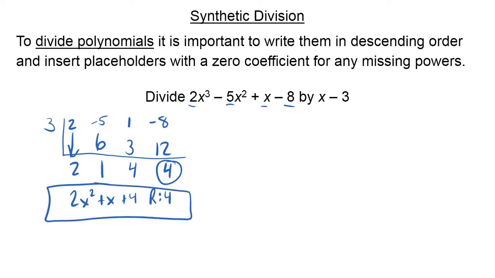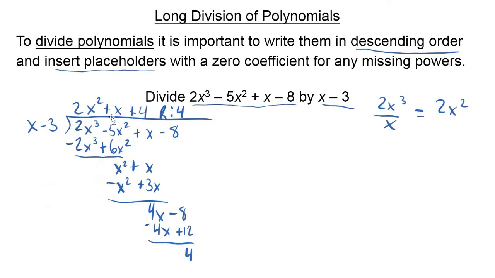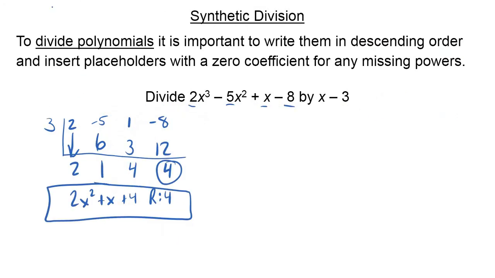Okay, now if I go back real quick, 2x squared plus x plus 4, remainder 4. Notice, exact same thing, okay? This is just a shorthand way to do it. It's pretty cool. And honestly, I use synthetic division a lot more than long division. There are a couple places you get into some higher math where you have to do the long division. Most of the time we can use synthetic division though.